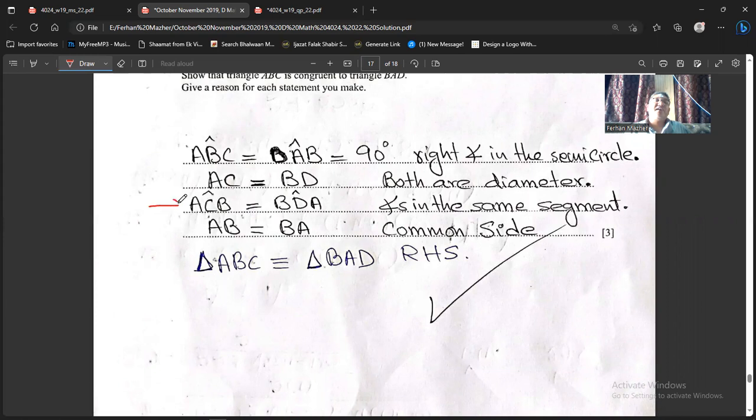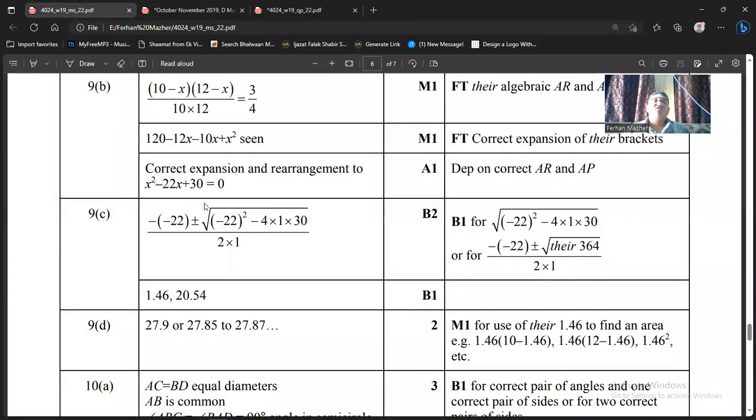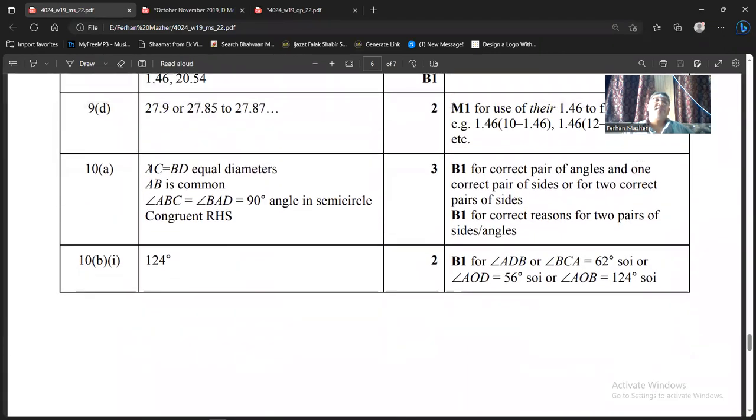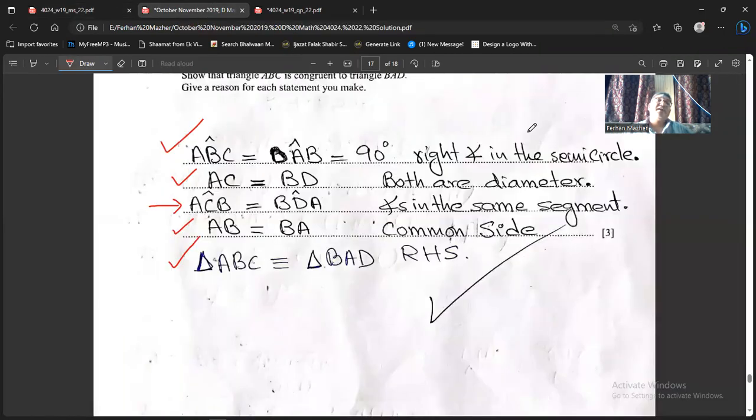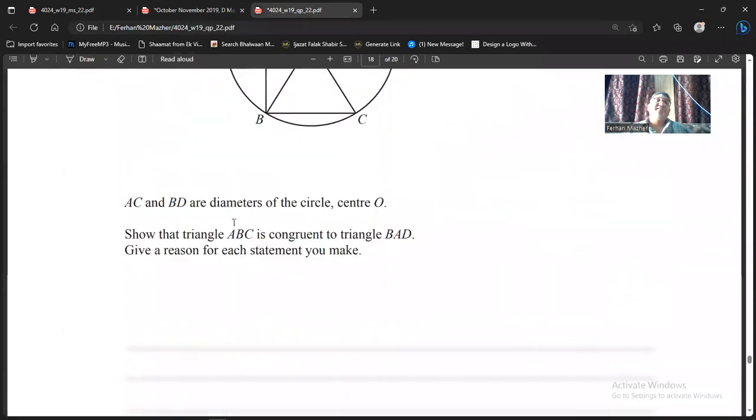You see, I don't need this argument. I need this argument, and this argument. And on the basis of these three arguments, I can say that the triangle ABC is congruent to triangle BAD because both the triangles are right angle triangles, and their hypotenuses are same, and one of their sides is also same. So RHS. So let me show you the argument is here. You can see this argument. And this is my argument. So our answers are right.